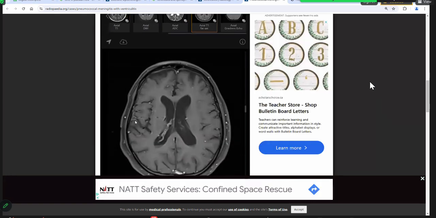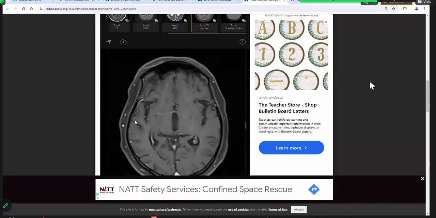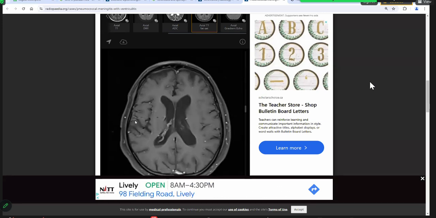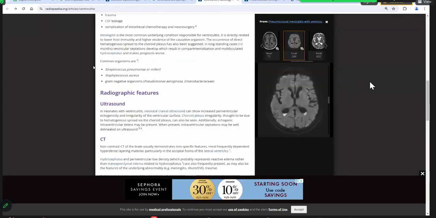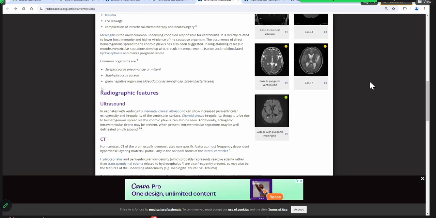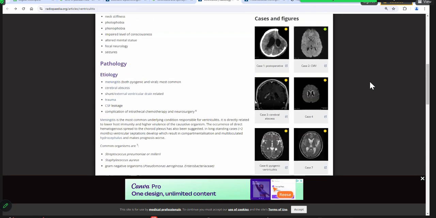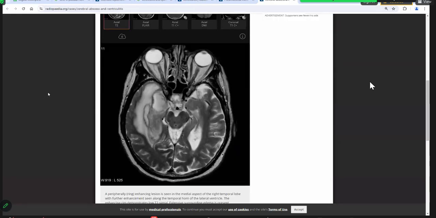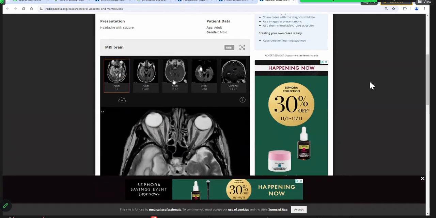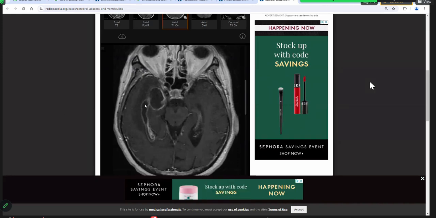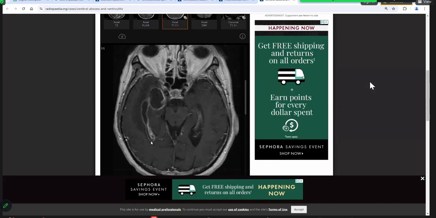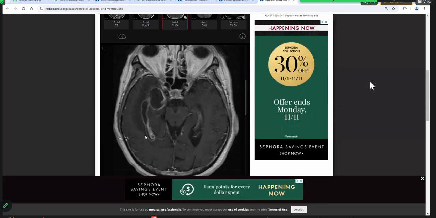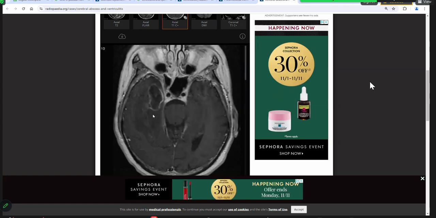Okay, so let's look at this. I don't see that enhancement that well. Let's go back. Pyogenic meningitis, cerebral abscess. Okay, let's look at this one. This is a very good one. See that? So that is ependymitis or ventriculitis, however you put it.